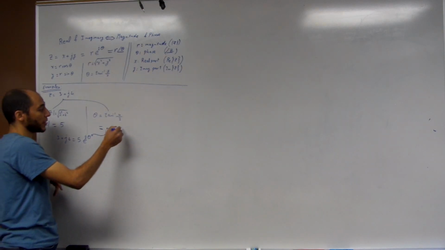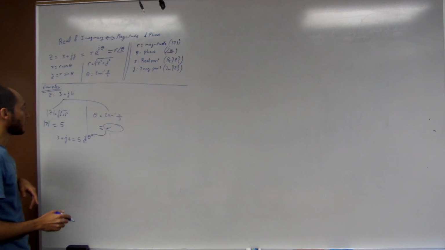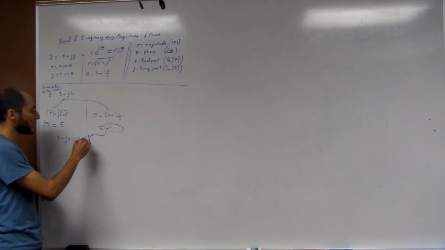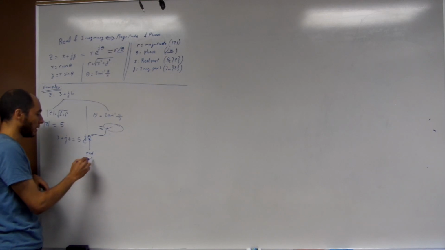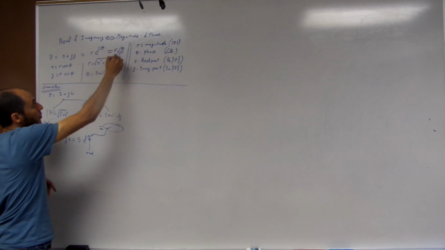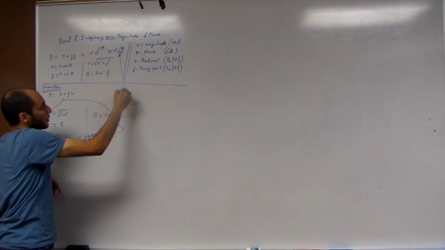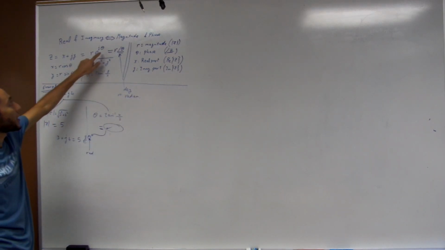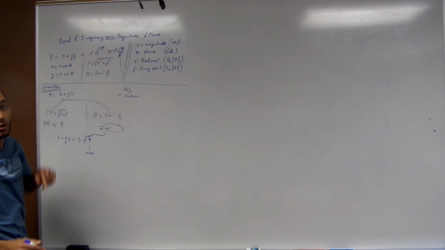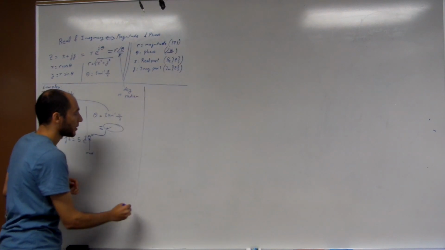Remember that this value could be in radians or could be in degrees. But if you are going to put it in this form, this has to be in radians. And if you are going to put it in this form, this could be degrees or radians. So this form has to be radians, and this form it could be degrees or radians. It doesn't matter.